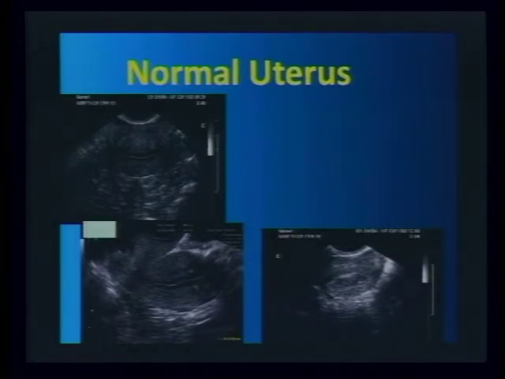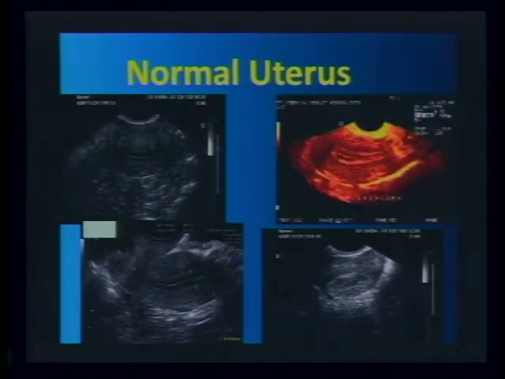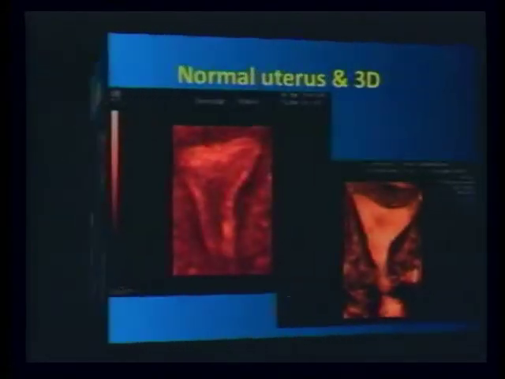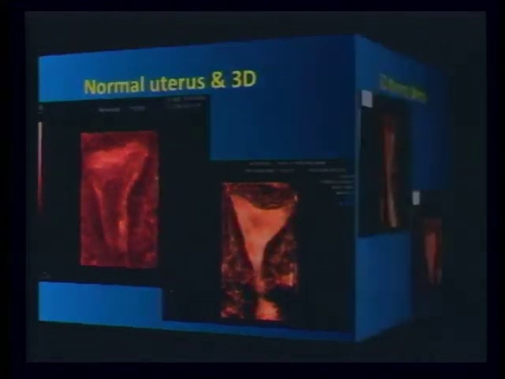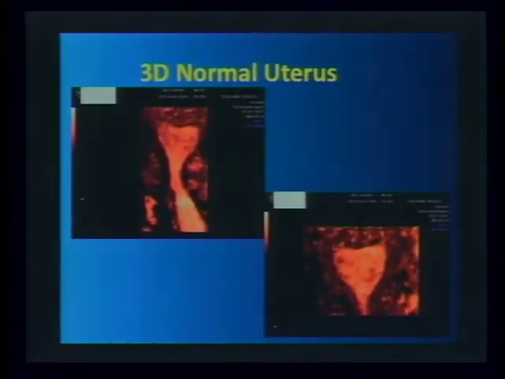Shall we move on? Okay. So this is the normal uterus as seen by two-dimensional ultrasound, as you can see here. And this is the normal uterus using three-dimensional ultrasound. You can see perfectly well the uterine cavity as well as the outer contour of the myometrium.